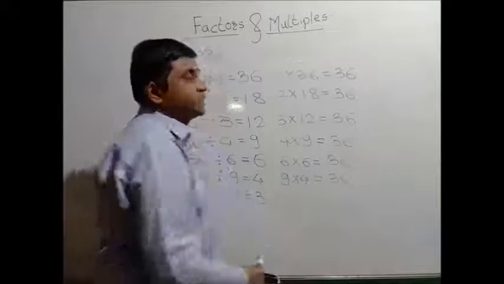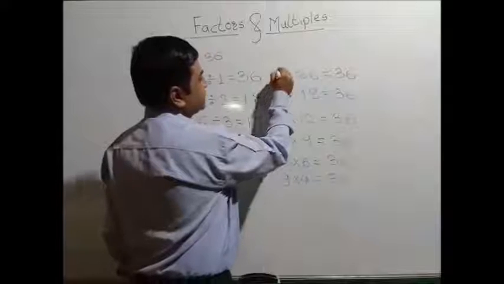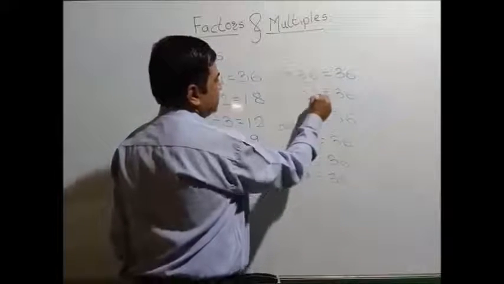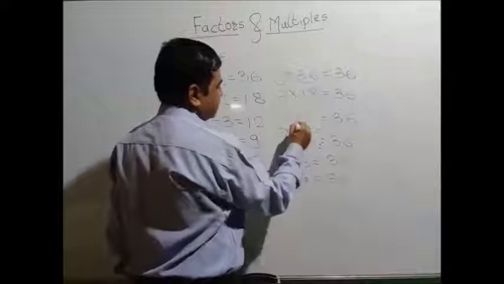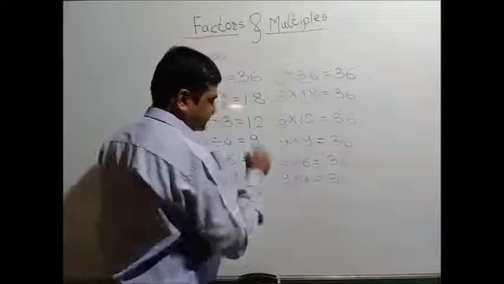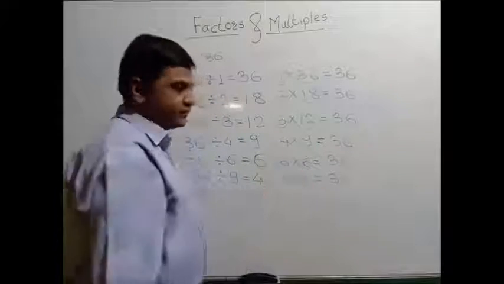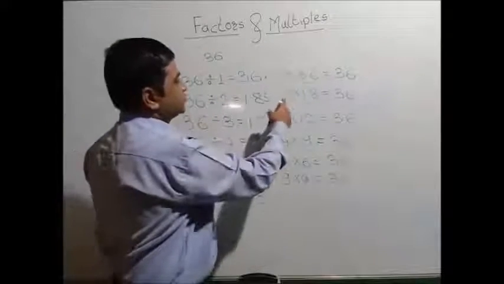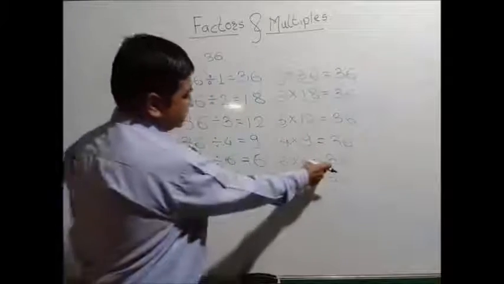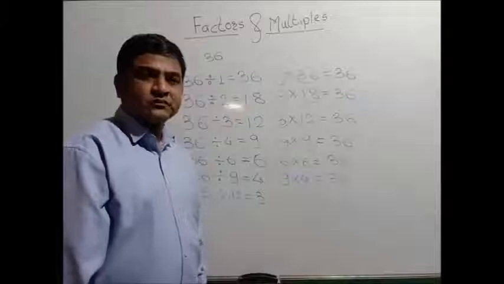So what are the factors of 36? Factors of 36 are 1, 36, 2, 18, 3, 12, 4, 9, and we will take 6, as 6 is already there. So 1, 36, 2, 18, 3, 12, 4, 9 and 6 are the factors of 36.